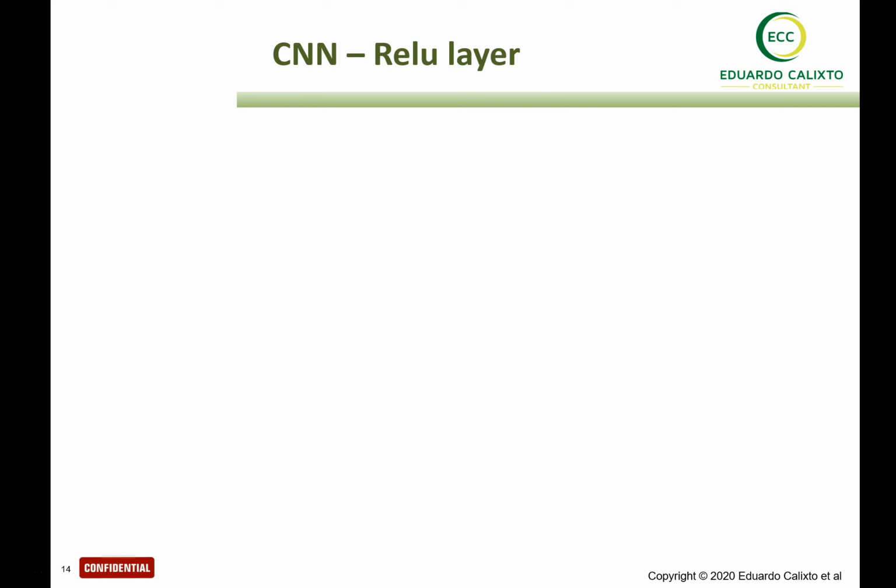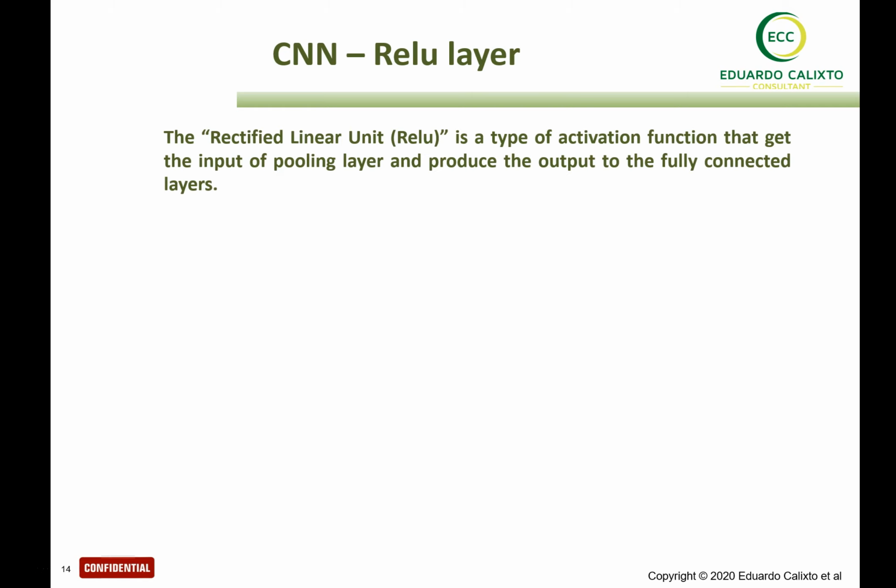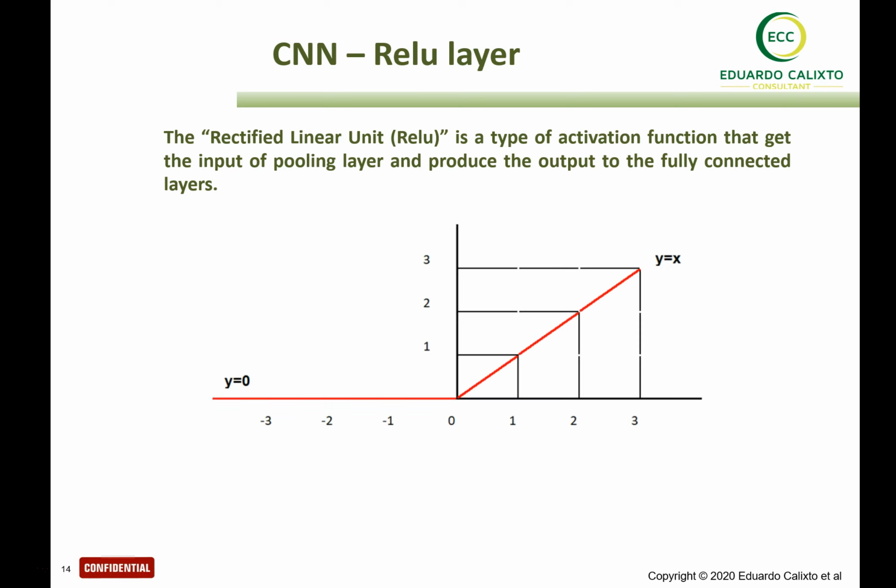So now what I'm going to do is use the ReLU layer. ReLU means rectified linear units. It's a type of activation function that takes the inputs of the pooling layer and produces the output for the fully connected layer. So before going to the neural network, we need to classify, and this classification considers the rectified linear units. So basically it uses this function here.